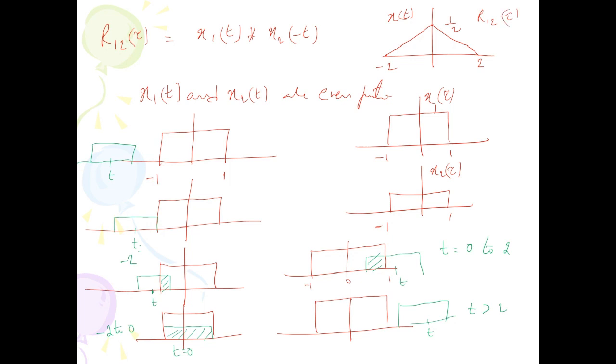or R12, the autocorrelation. You can observe here one of the properties of autocorrelation. The autocorrelation function will have its maximum value at tau equal to 0, for all other values of tau.